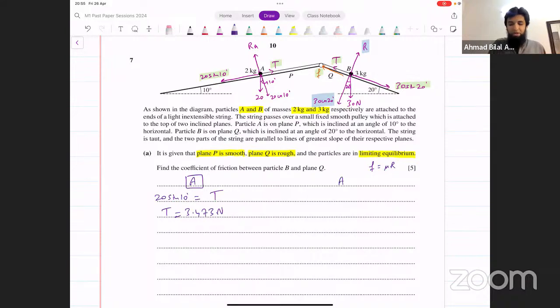Now, let's look at B, the other particle. For B, let's equate the opposite forces. R equals this. So we get R equal to 30 cos 20. Let's see what that gives us. 30 cos of 20. That's 28.19. Let's equate forces acting along the plane. That's going to be T plus F, that equals 30 sine 20.